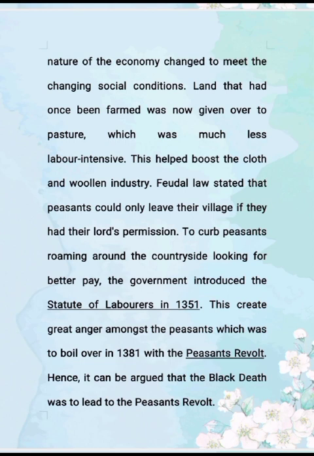Feudal law stated that peasants could only leave their village if they had their lord's permission. To curb peasants roaming around the countryside looking for better pay, the government introduced the Statute of Labourers in 1351. This created great anger amongst the peasants, which was to boil over in 1381 with the Peasants' Revolt. Hence, it can be argued that the Black Death was to lead to the Peasants' Revolt.